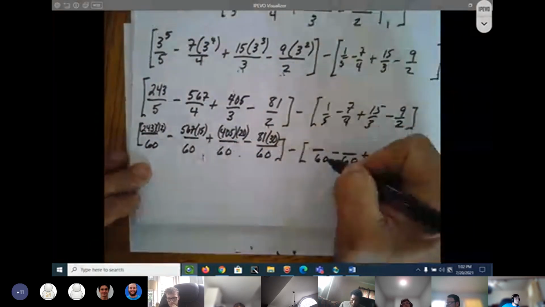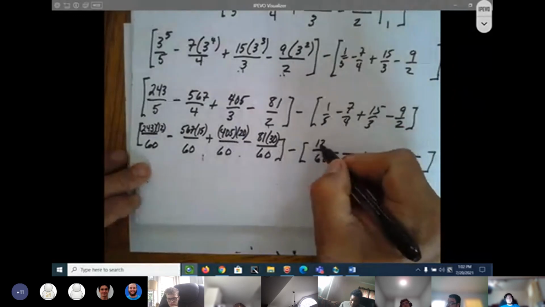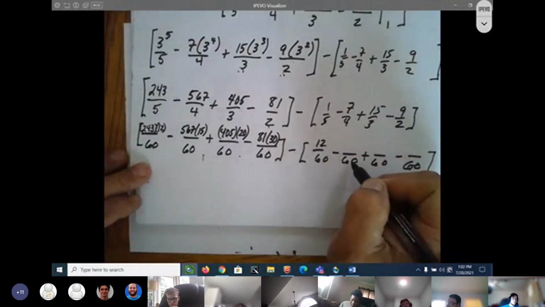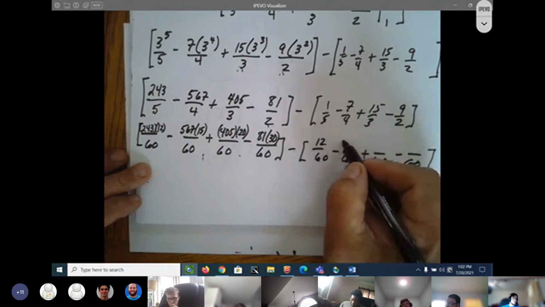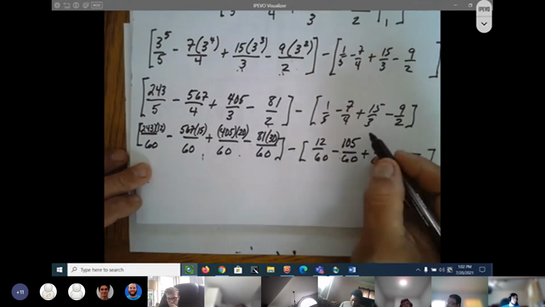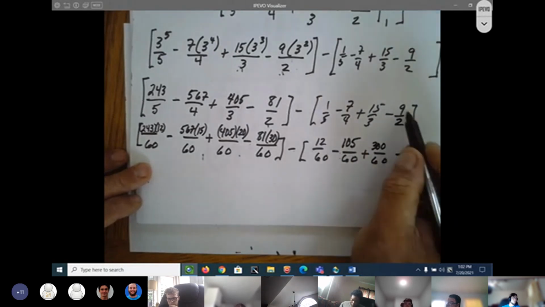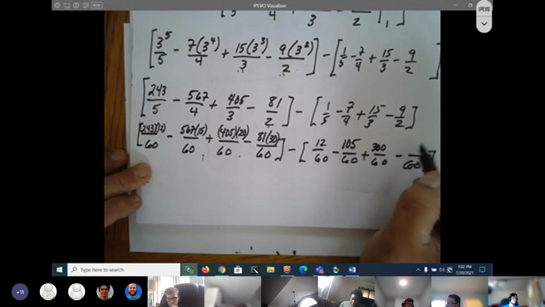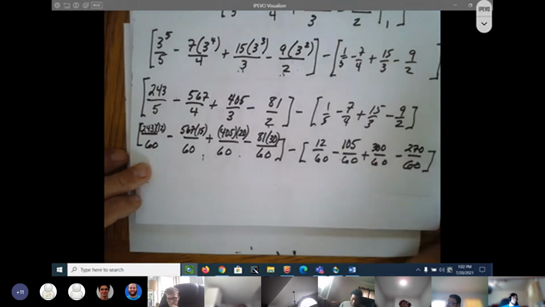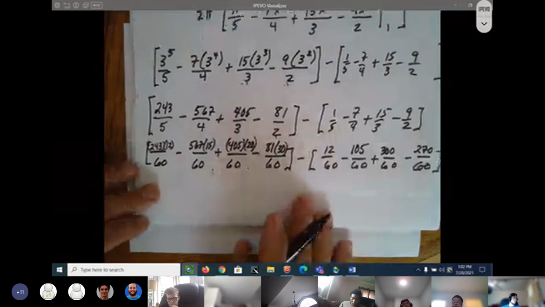5 will go into 60 12 times 1 is 12. 4 will go into 60 15 times. 15 times 7, I don't know. 15 times 7 is 105. 3 will go into 60 20 times 15 is 300. And 2 will go into 60 30 times 9 is 270. I need y'all to check my math on that, please.